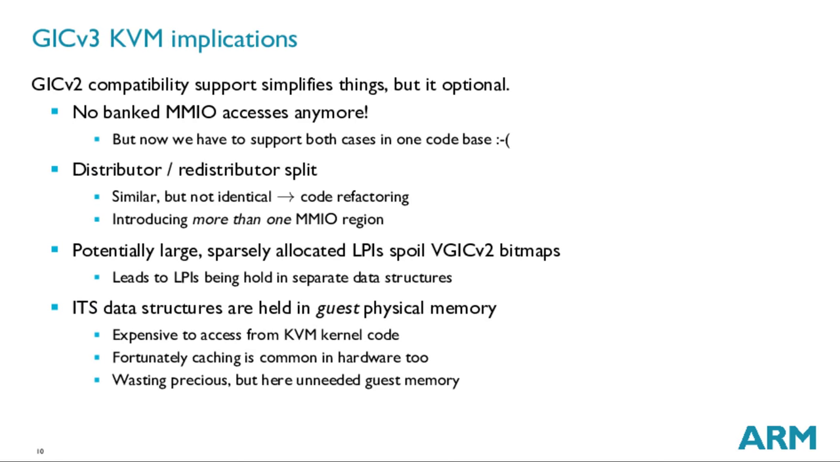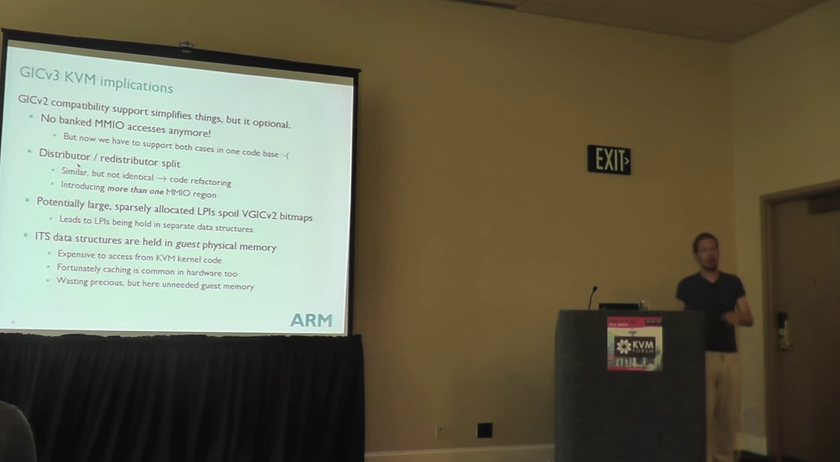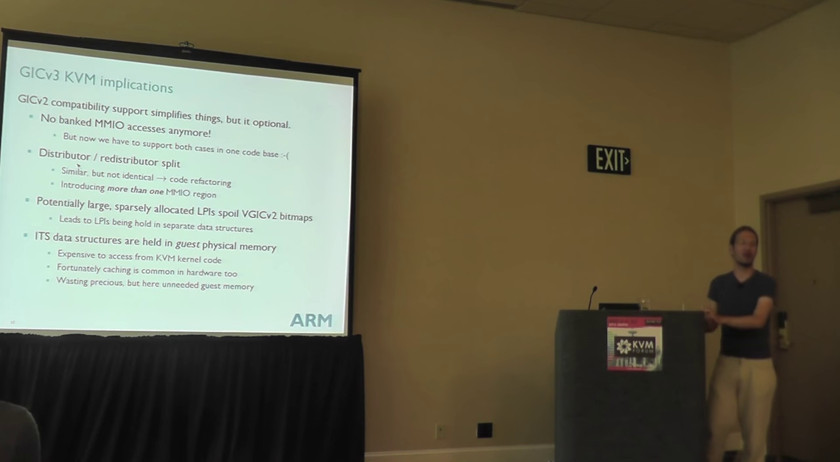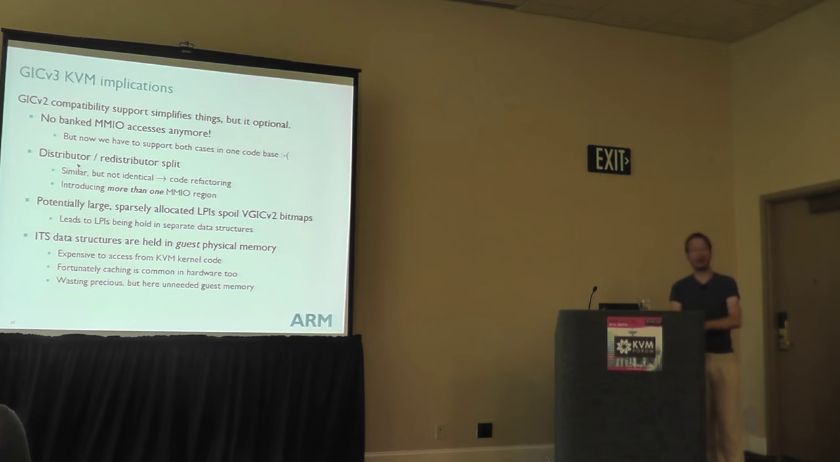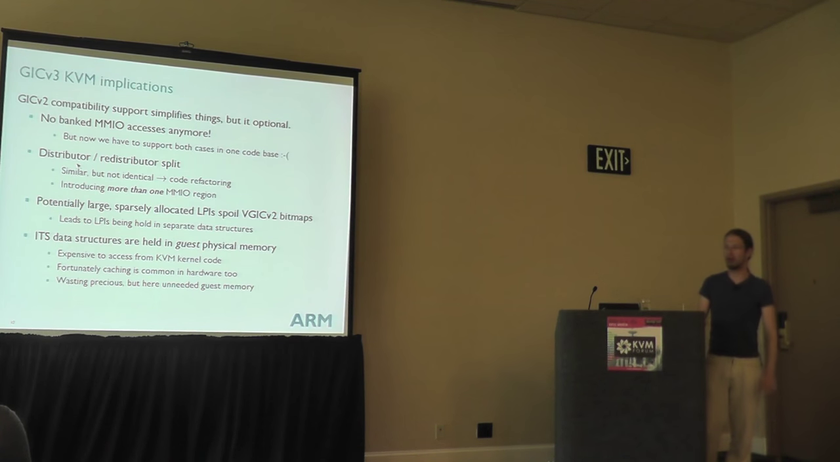Again, what I just told. So what does it mean for KVM? The architecture supports compatibility for GICv2, but it's optional, so we cannot rely on it. In fact, there are SoCs which do not implement compatibility. So we have no banked MMIO access anymore, hooray, but it doesn't help us because, of course, we have to support GICv2 in the same code base, so now we have the problem that we have to deal with both banked and non-banked MMIO, and not break either.